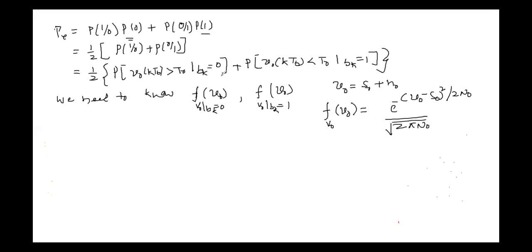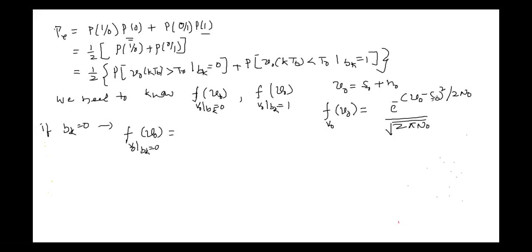Okay, that means we need to know this one as well as this one. How to write? So if bk equal to 0, the corresponding probability density function of V naught when bk equal to 0, that is 0 is transmitted, equals simply the same Gaussian distribution, but with S naught equal to S naught 2.